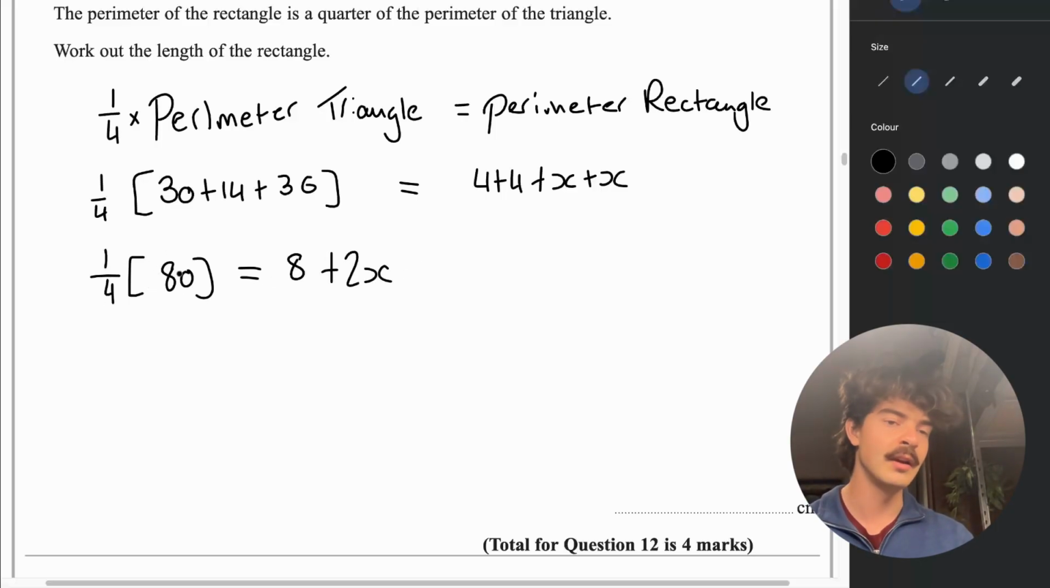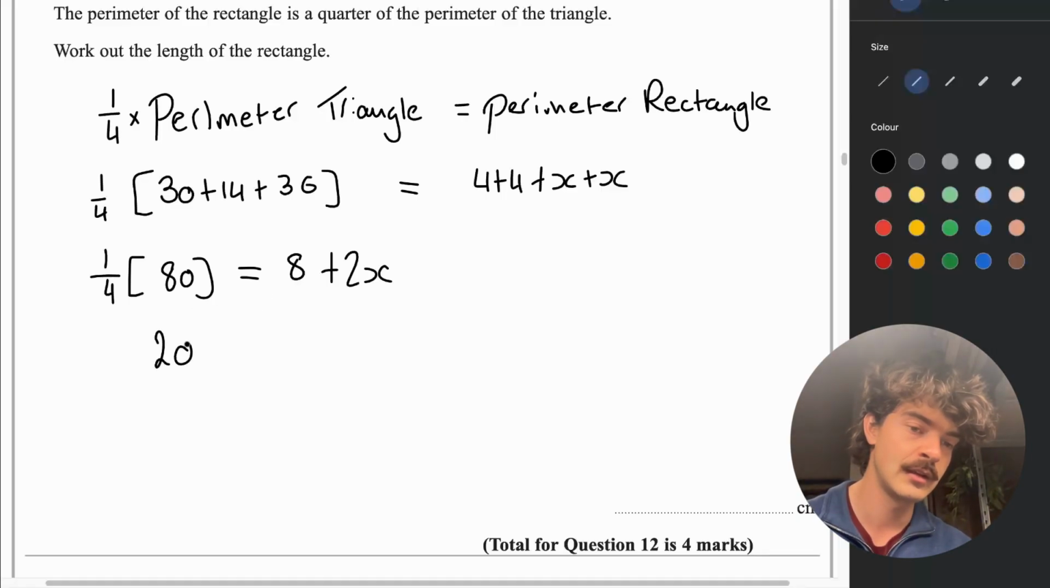Next up, 1/4 of 80. How do we work that out? Well, 1/4 of something is the same as saying divided by 4. So 80 divided by 4 gives 20. And this is equal to 8 plus 2x.